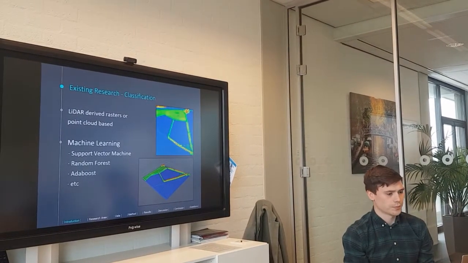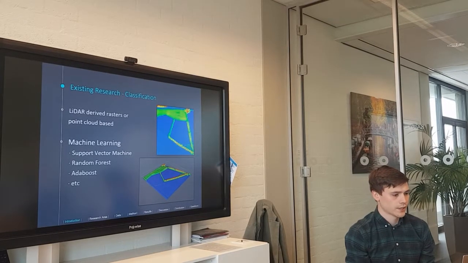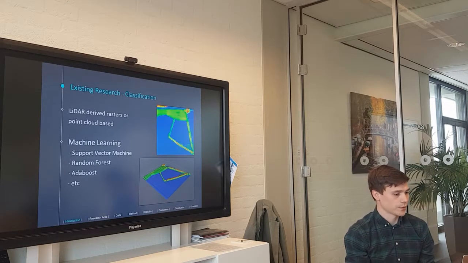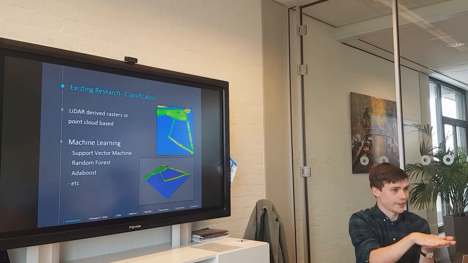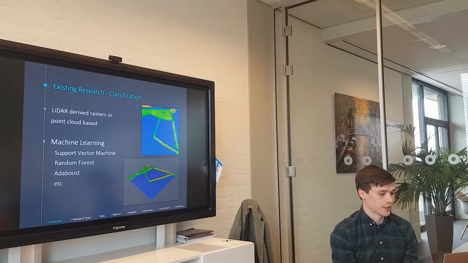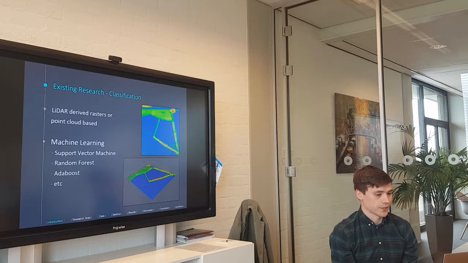So how do people classify LiDAR data sets? There are basically two main strategies. You can derive raster products from the LiDAR data, or you can classify the point cloud directly. Of course, if you make a raster from a LiDAR data set, you lose a lot of information. You basically flatten the whole thing, and you lose all your 3D information. So we wanted to use the point cloud directly, and then use a machine learning algorithm to classify each point.